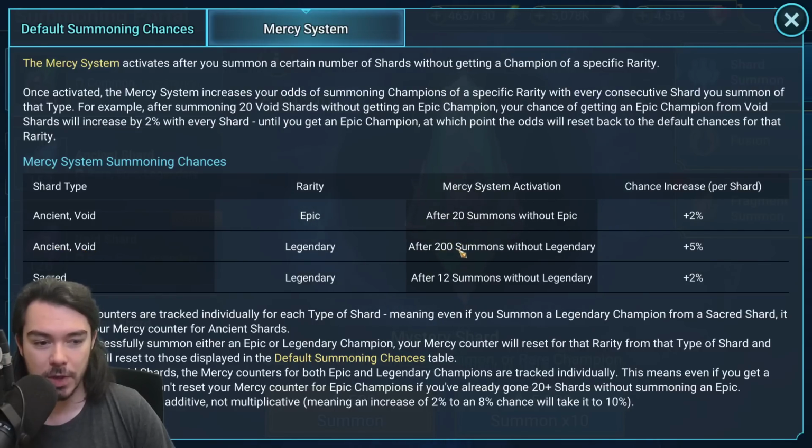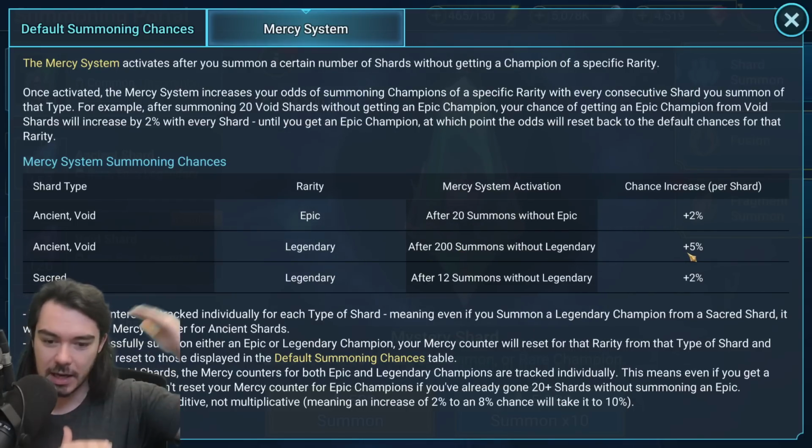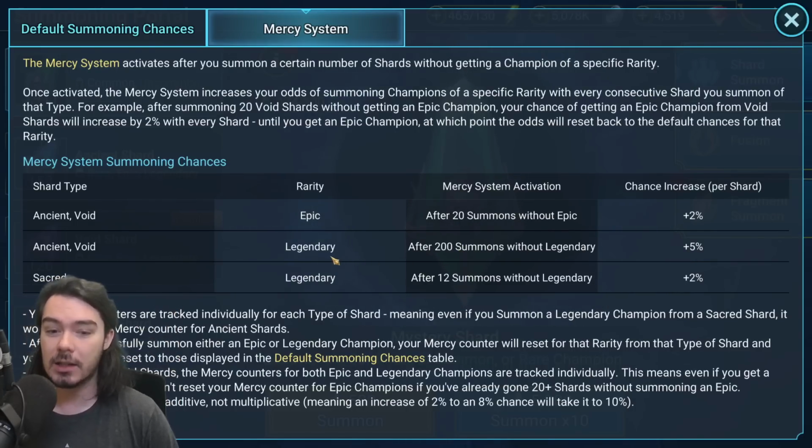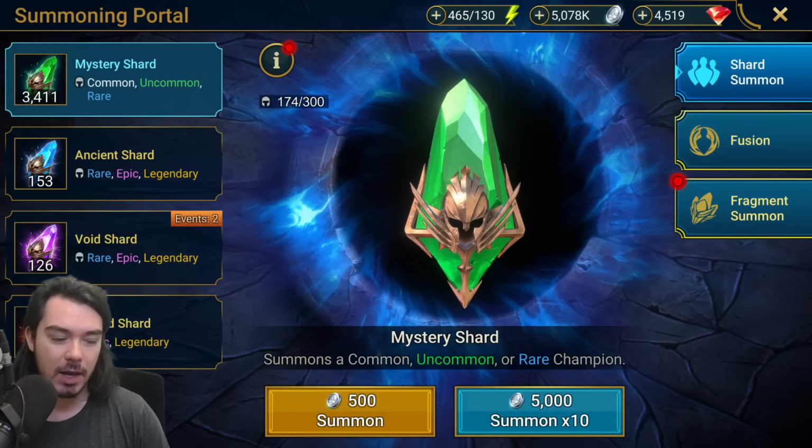After 200 summons without a legendary, you start getting a stacking 5% increase per shard. It keeps stacking up and up and up. So you're guaranteed a legendary, 100%. You'll have a 100% chance built up after 220 summons without a legendary, okay? So that's how that works.